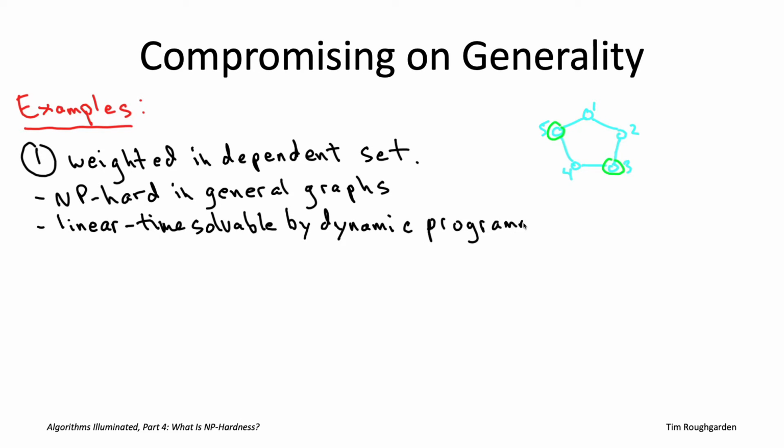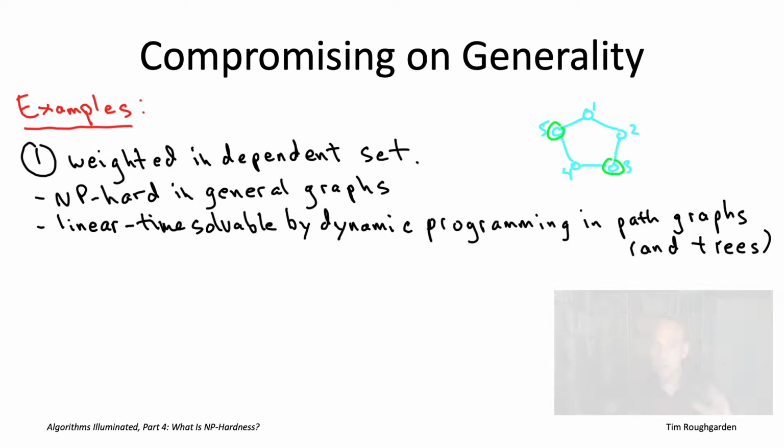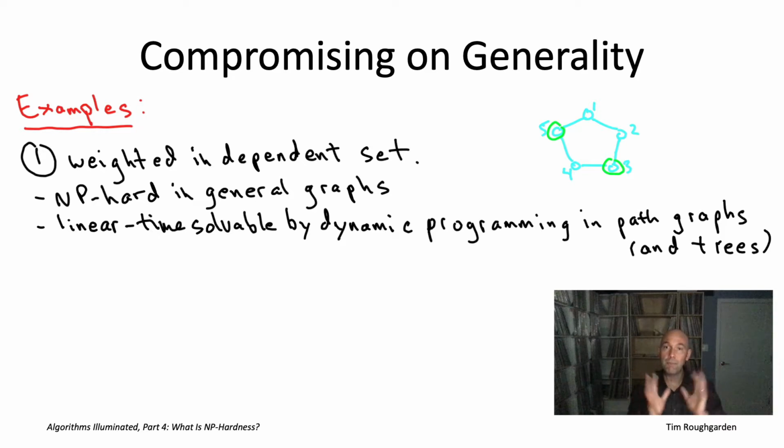In fact, that dynamic programming algorithm for path graphs can be extended to tree graphs. That's one of the end of the chapter problem exercises in chapter 16, again in linear time. So in general graphs, weighted independent set is NP-hard. We don't believe it's polynomial time solvable. But if you can get away with just thinking about tree graphs, boom, linear time solvable.